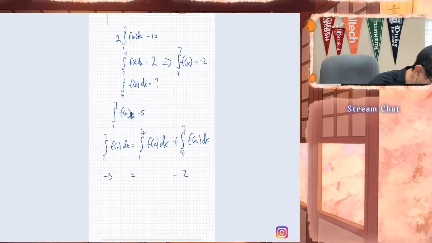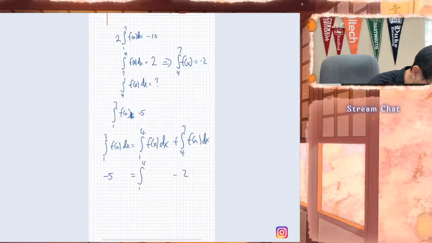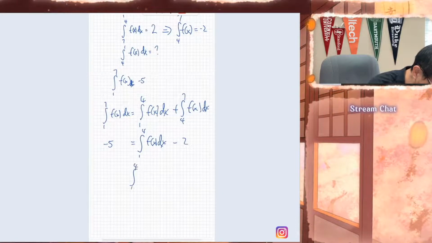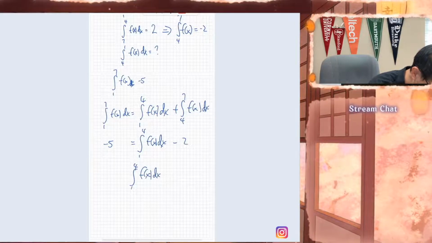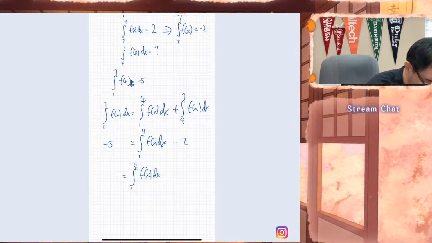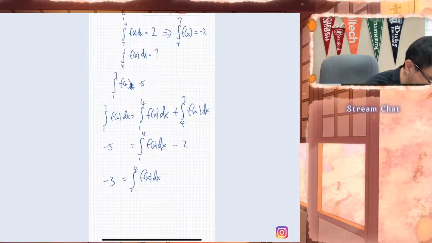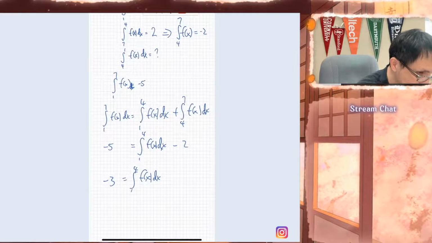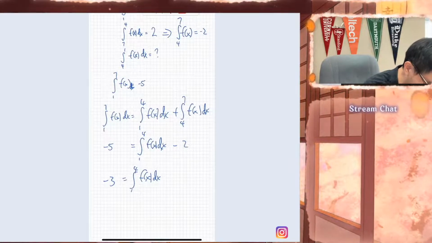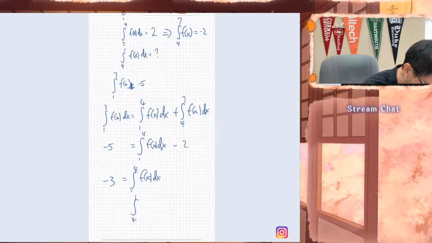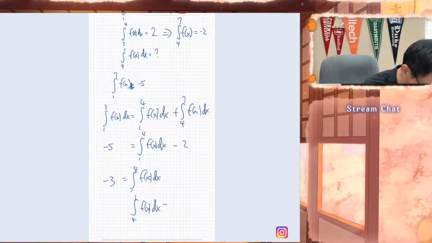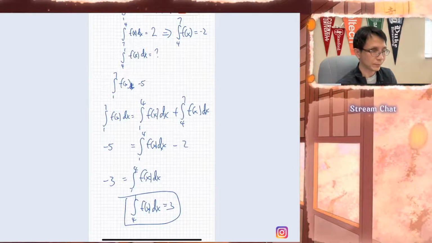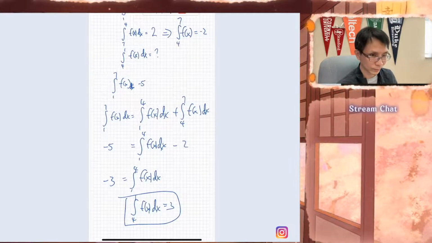And that's equal to -5 between 1 to 4 of f of x dx. So between 1 to 4 of f of x dx is equal to what? -3. But they didn't ask from 1 to 4, they asked from 4 to 1. So therefore my answer is what? 4 to 1 of f of x dx is equal to 3. Does that make sense? And you get -5.